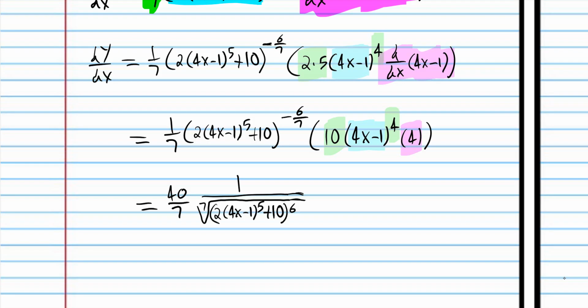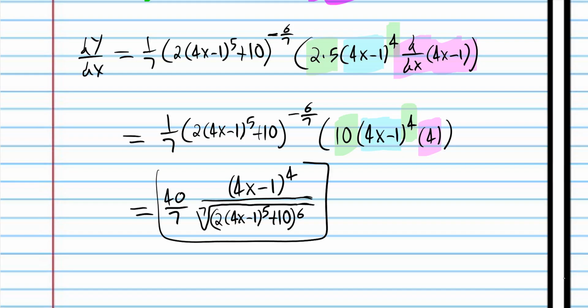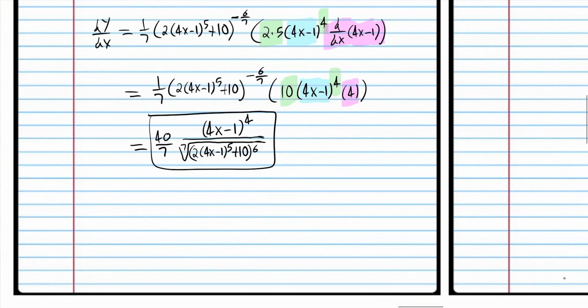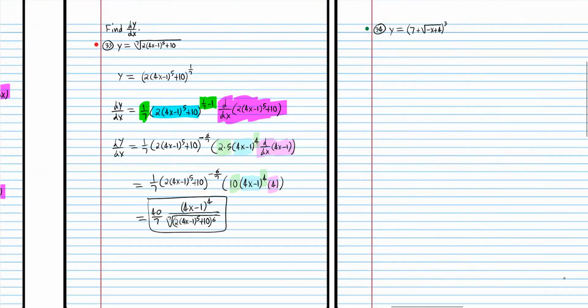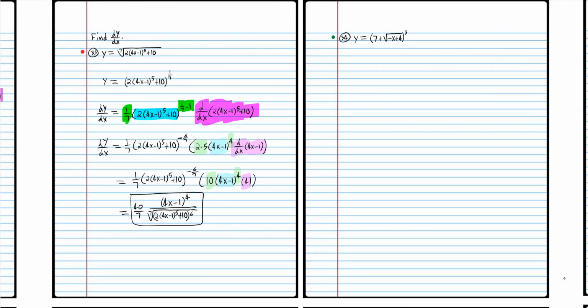And I'm going to go ahead and write the other stuff in the numerator. Okay, so there you go. I know that's kind of complicated. We rushed forward a little bit there. But I want you to try number 34. And when you come back, we'll do it together.